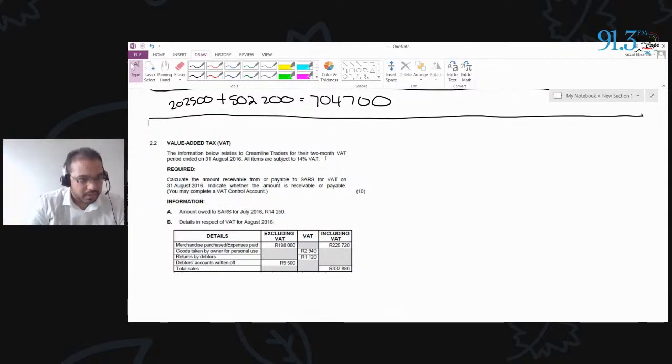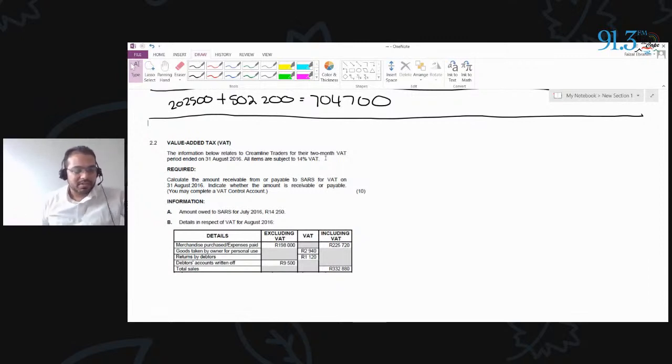2.2 says the following. The information below relates to Creamline traders for the 2-month VAT period ended on 31st of August 2016. All items are subject to 14% VAT. So your paper that you'll be writing at the end of this year, the VAT is actually 15%. But like I said, for the purpose and calculations of this question, we'll be using 14%. But I want you to focus on the principle and not necessarily the VAT percentage.